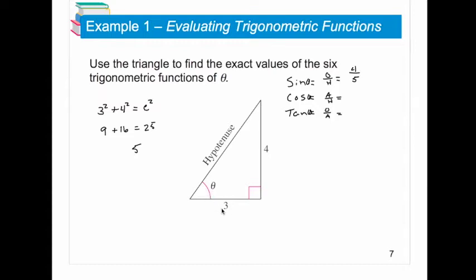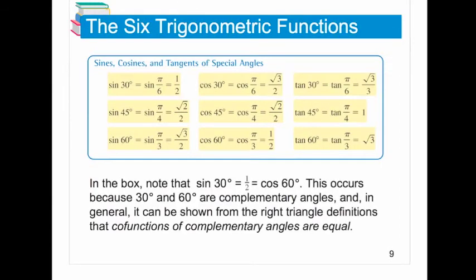Now the cosine should be adjacent over hypotenuse, so that should be 3 over 5. And the tangent should be opposite, 4, over adjacent, 3. 4 over 3. Sweetness! Cool. Now all I gotta do is reciprocal stuff. So, reciprocals down the line, 5 over 4, 5 over 3, 3 over 4. And I have all 6. Seem easy enough? Hopefully it's not too bad. Oh, God, I had so much room there.